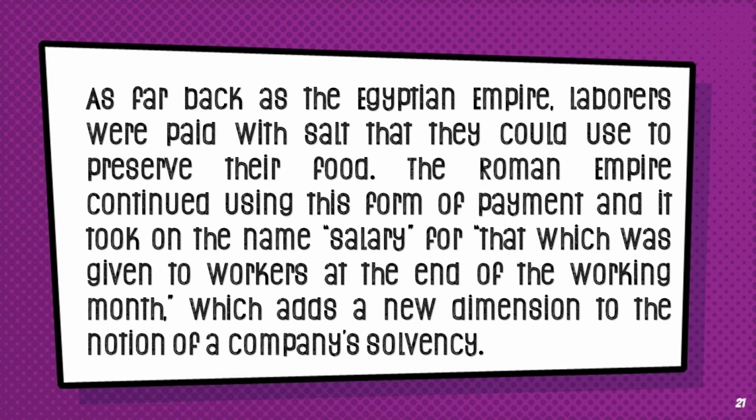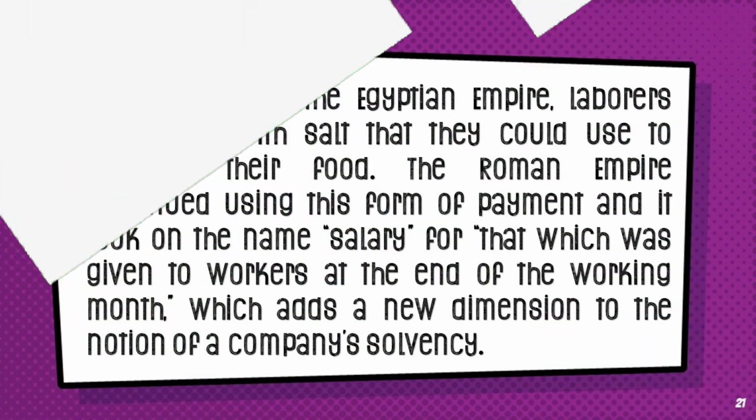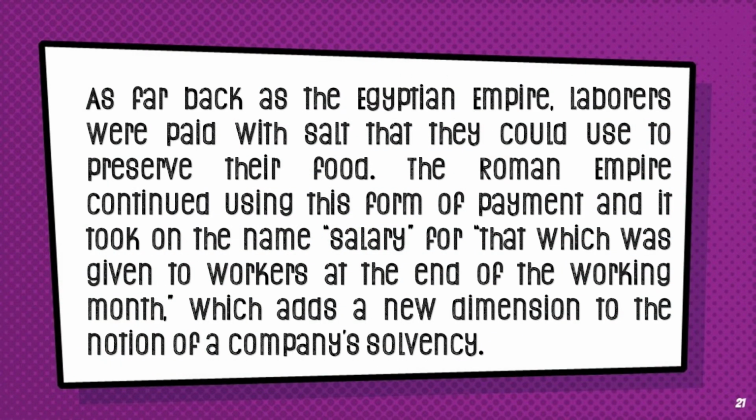preserve their food. The Roman Empire continued using this form of payment, and it took on the name salary for that which was given to workers at the end of the working month, which adds a new dimension to the notion of a company's solvency.